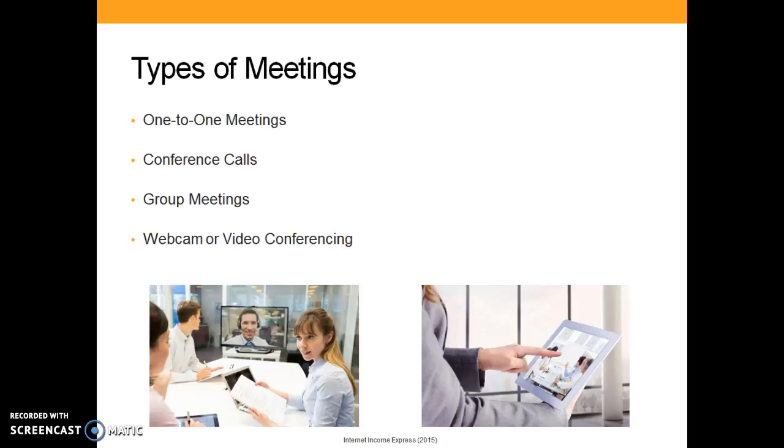There are several different types of meetings. They all have advantages and disadvantages depending upon the circumstances and the amount of people attending, and also where they're located. One-on-one meetings are best for handling details of day-to-day work, such as quick questions. If there are multiple issues to discuss with an individual, this type of meeting makes the most sense.